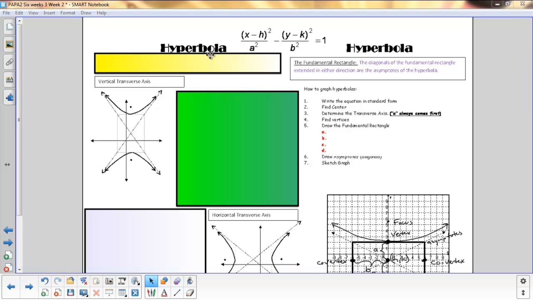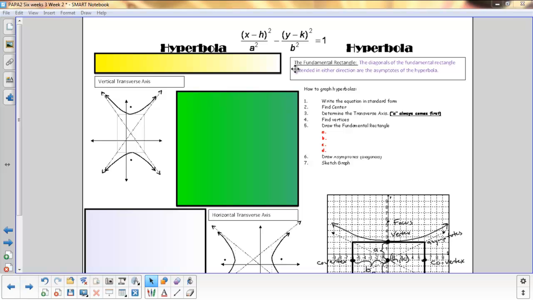We're going to go ahead and take a look at all of the parts of a hyperbola. A hyperbola is an inside-out ellipse, so the only difference that you will notice between the equation of a hyperbola and an equation of an ellipse is that rather than being separated by a plus sign, they're separated by a minus sign. There are a few other things that you're going to have to look at.